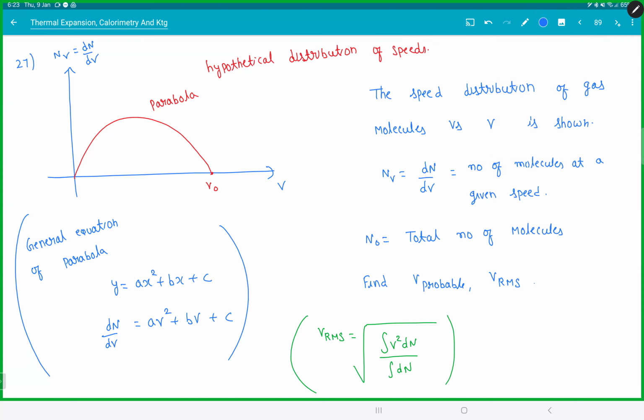V probable is the easiest one to find. Symmetry, right? The center point is the maximum, isn't it? V naught by 2 is V probable. That you can see and tell.